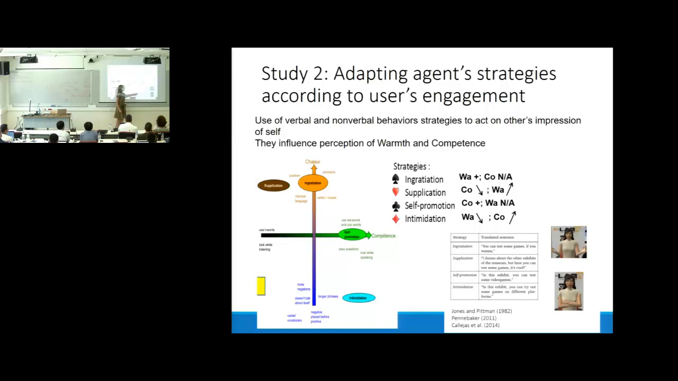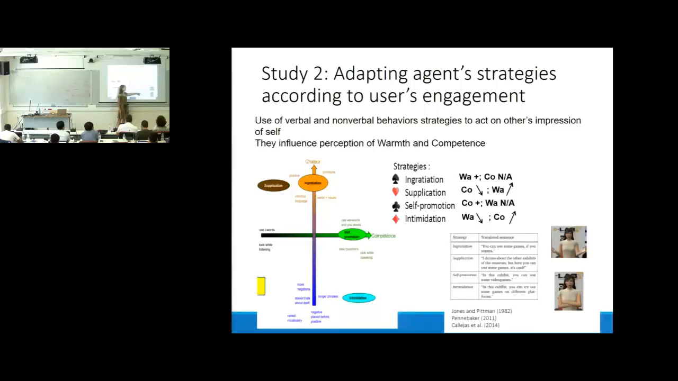For the different strategies, for example, in ingratiation, you can test some games if you want. Supplication, so it's informal: I don't know about other exhibits of the museum, so low competence, but you can test some game, it's cool.